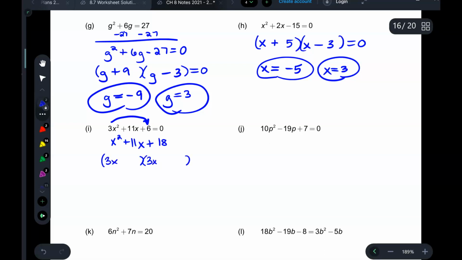Remember, this is the method I showed you. You can try guess and check, or you could do the factor by grouping, whatever works easier for you. Okay, can we come up with two numbers that multiply together to give us 18 and add up to 11? Plus 9.